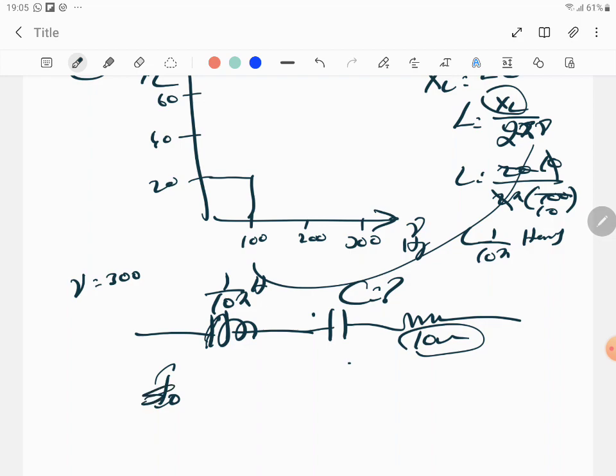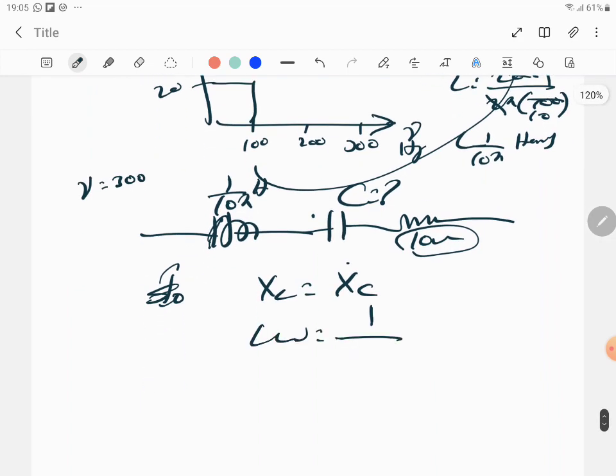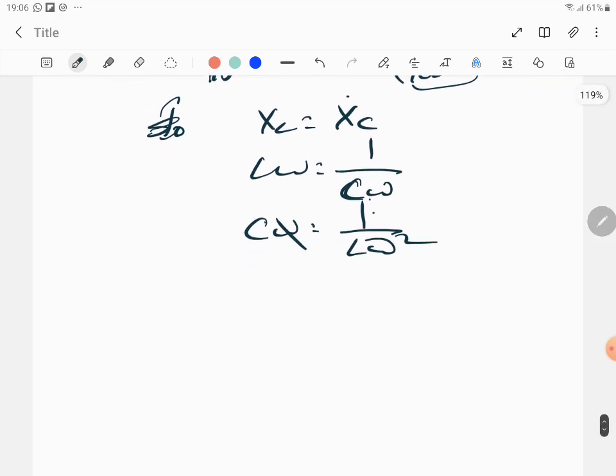Therefore, what do you want to know? The capacitance of the capacitor. So you know X_L is equal to X_C, L omega is equal to 1 by C omega. So you want to find C? Take it that side: C is equal to 1 by L omega square. You know L's value, and omega is 2 pi nu. The corresponding L value and corresponding nu value you know from the graphs, just substitute. Such a simple sum.